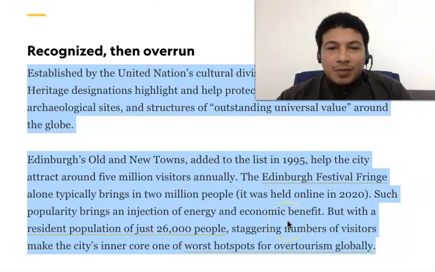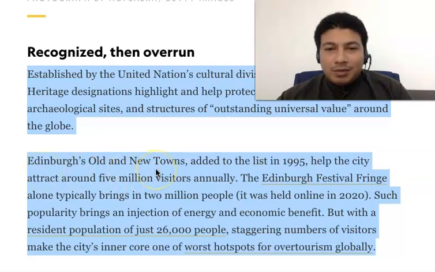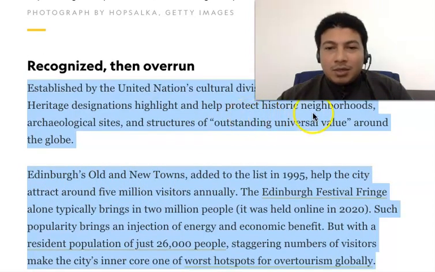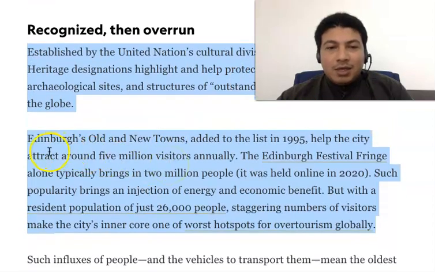So you can see examples are given as a type of supporting detail. For example, the example is Edinburgh's old and new towns. Here in the main point it says historic neighborhoods, and the example given is the place, Edinburgh's old and new towns. And then statistics were also given. For example, in 1995, this is a statistic which you can check whether it is correct or incorrect. And then there is another statistic, 5 million visitors annually, every year.